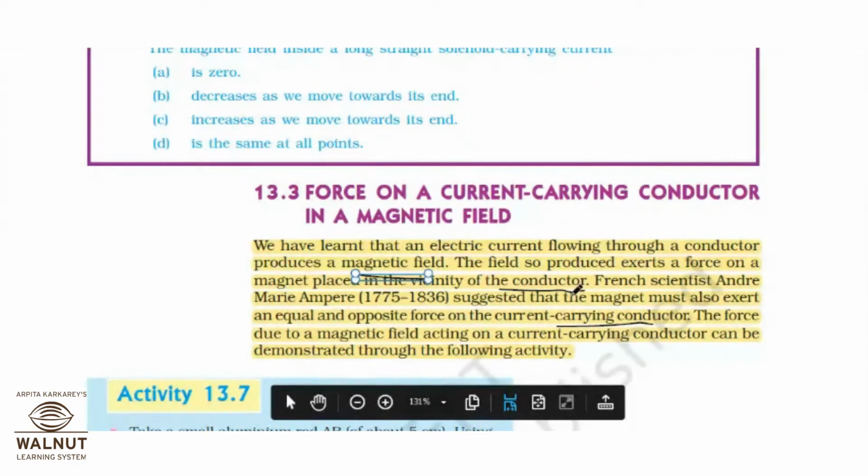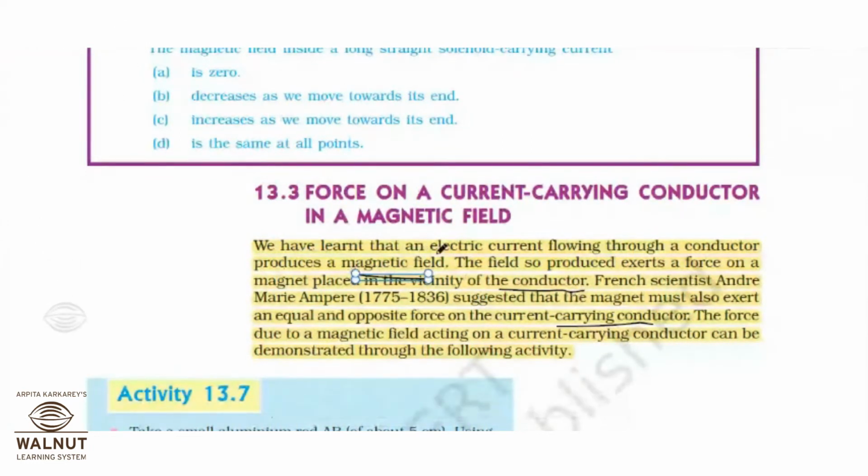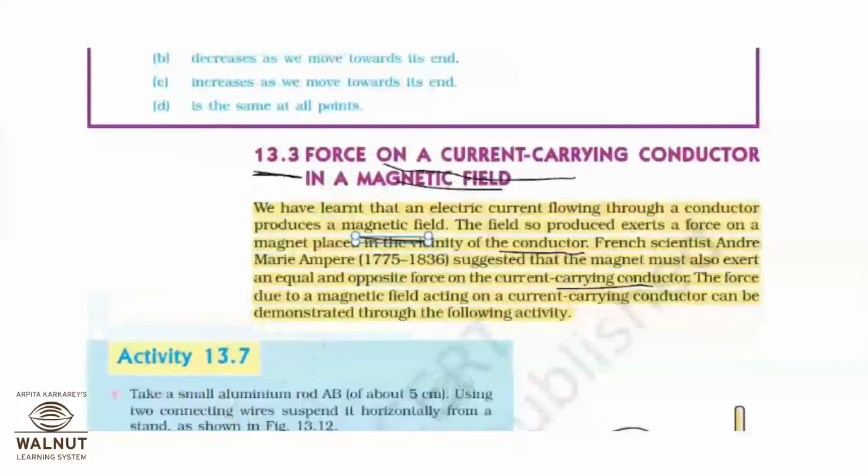Vicinity means closeness, close area, near to it. What we are basically going to learn in this section is the force on a current carrying conductor when it is placed in a magnetic field. When you place a current carrying conductor in a magnetic field, does it experience a force? If yes, then how is that force useful? That is what we are going to study. That is the overview.